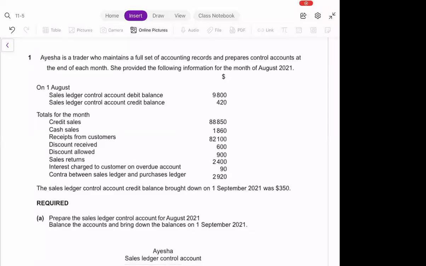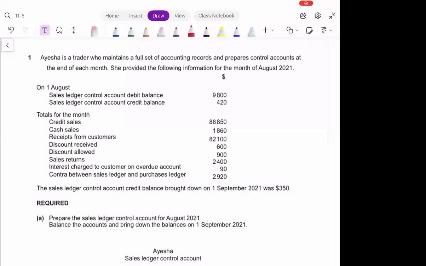Aisha is a trader who maintains a full set accounting record. Everyone take the paper ready? Okay, we read here. Aisha is a trader who maintains a full set accounting record, prepares control accounts at the end of each month. She provides the following information on August 2021.